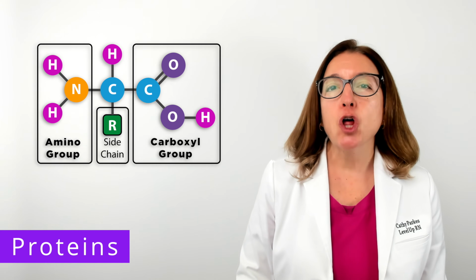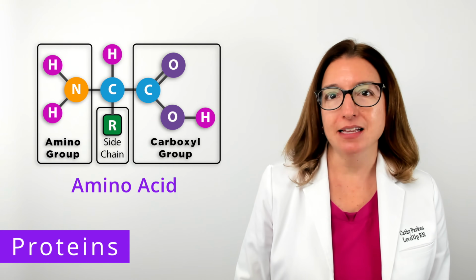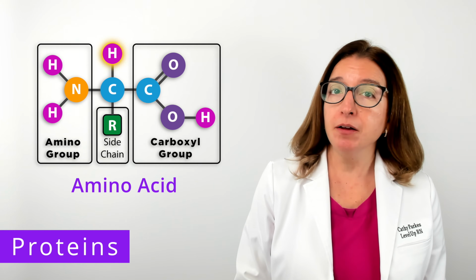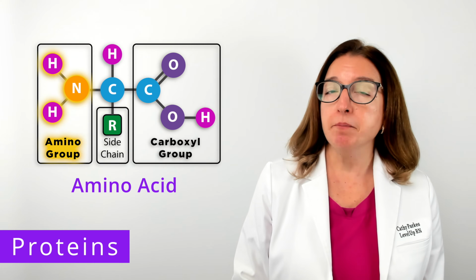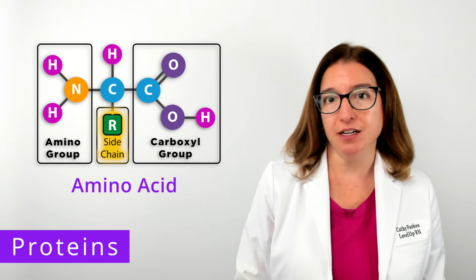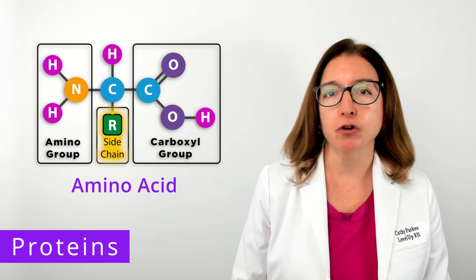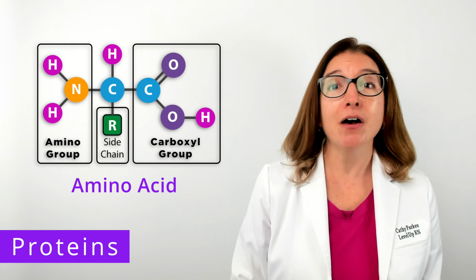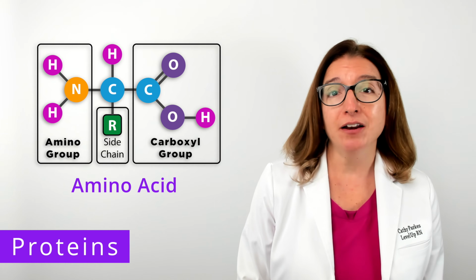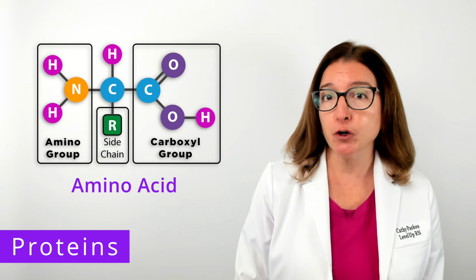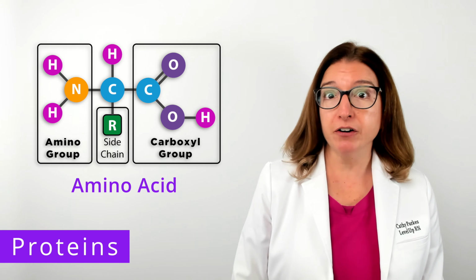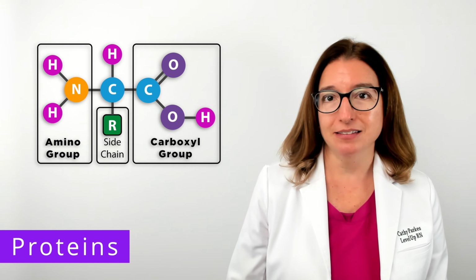Proteins consist of long chains of amino acids, and each amino acid consists of a hydrogen atom, a carboxyl group, an amino group, and a side chain, which is also referred to as an R group. There are 20 different amino acids, and they all have the same hydrogen atom, carboxyl group, and amino group, but the side chain or R group will vary across the different amino acids.